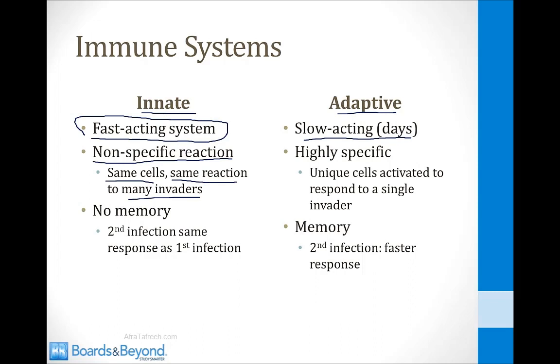The adaptive immune system is a highly specific response. As we will see in other modules, B and T cells proliferate in response to unique antigens on unique cells to try and repel and kill that invader. And then finally, the innate immune system has no memory, so a second infection elicits the same response as the first infection. The adaptive immune system has that important feature called memory, where the second infection elicits a faster and more robust response than the first.